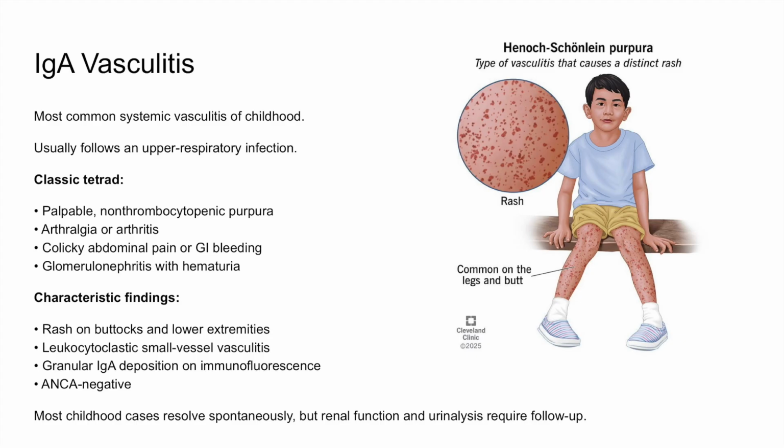Most childhood cases resolve spontaneously and can be treated supportively, but renal involvement determines the long-term prognosis. For that reason, blood pressure, serum renal function, and urinalysis should be monitored even after the rash and abdominal symptoms improve. And on an exam, think IgA vasculitis when a child develops palpable leg and buttock purpura, joint pain, abdominal pain, and hematuria after a respiratory infection.